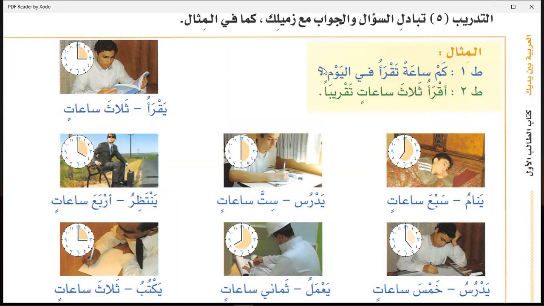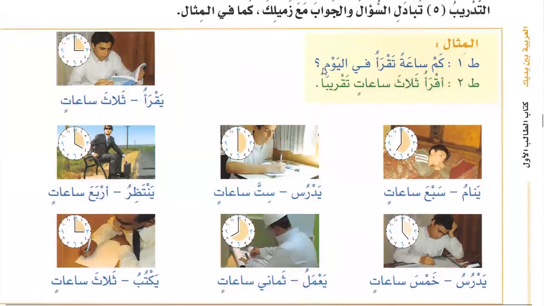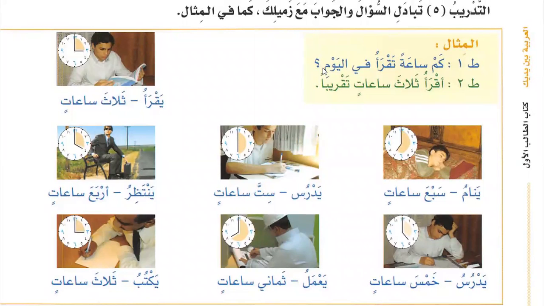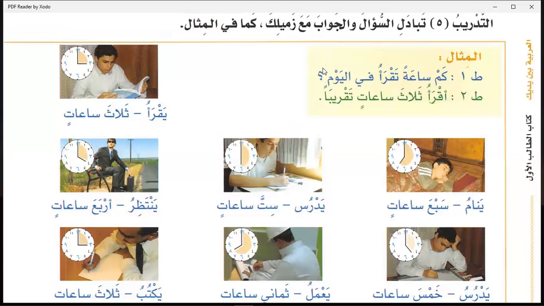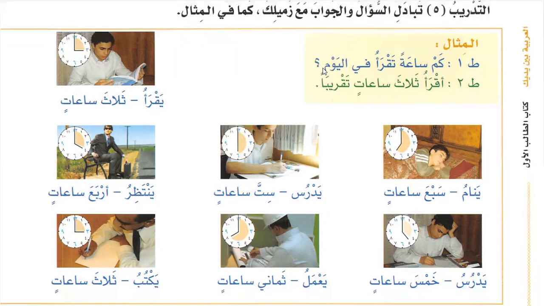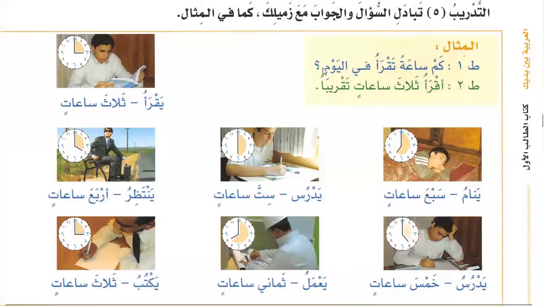Miss Rahma, are you available? Assalamu alaikum. Wa alaikum assalam. Rahma, you are first. Reena, you are second. Kam sa'atan taqra'u? Sa'atan. Kam sa'atan taqra'u fil yawm? Miss Reena, your sound is too low. Hello, hello, can you hear me? Yes, now a little better. Okay, continue. Aqra'u thalatha sa'atin taqriban. I read 3 hours approximately.